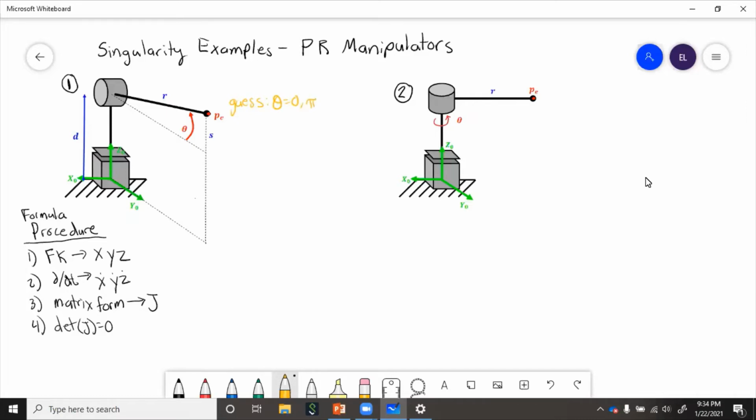So now let's solve this out by math and prove if we're right. Step 1 is get the forward kinematics. This robot does not move in X, it only moves in Y and Z. So we'll skip X and just do Y and Z. So the Y is just going to be the cosine component of R. And then the Z is going to have the sine component of R plus the distance of the prismatic joint.